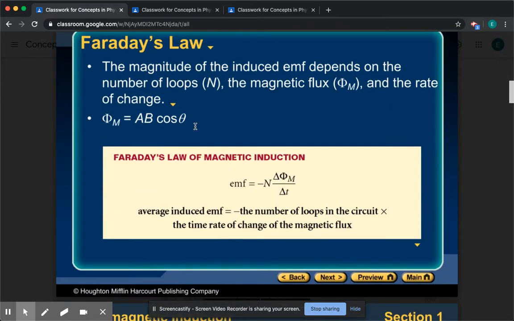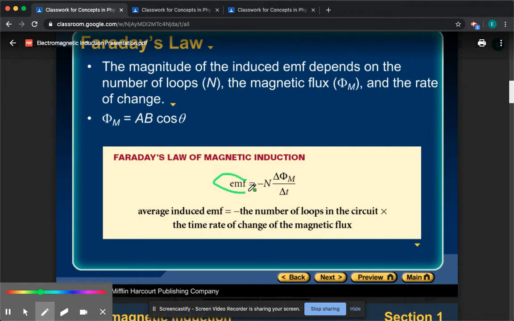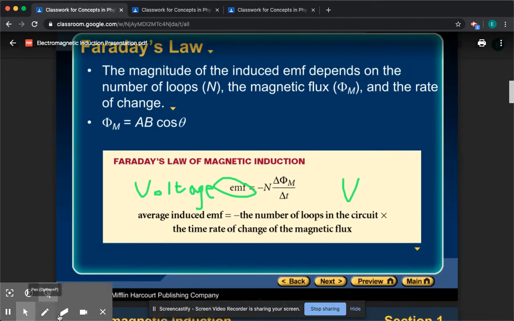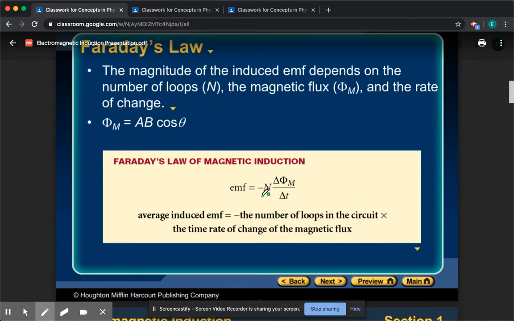And now we can calculate how much current we produce with the following equation. Okay, so EMF. EMF is our voltage. This right here is another term for voltage, so it has units of V. V is for voltage. And what this says is that the voltage that you get is equal to the number of loops, which is N, times the magnetic flux. The magnetic flux is this equation right here.